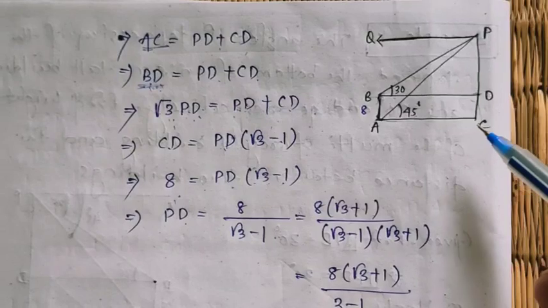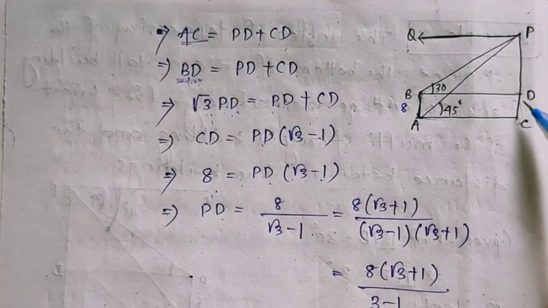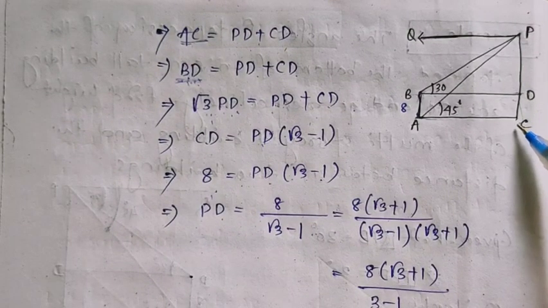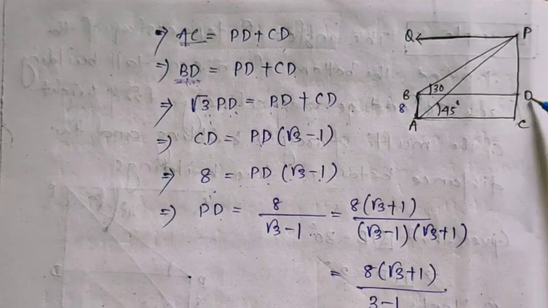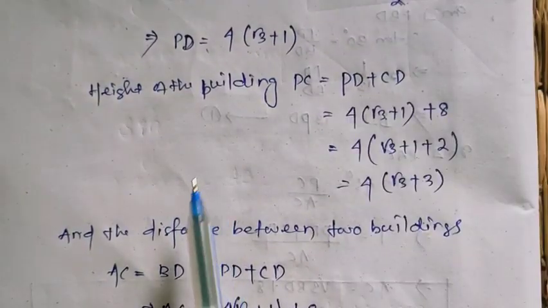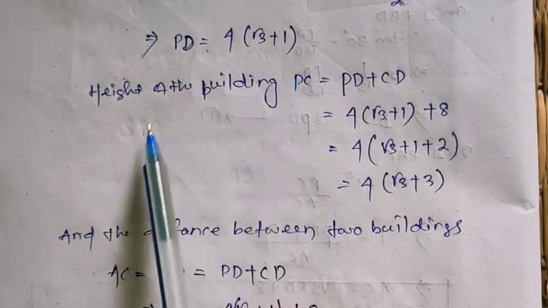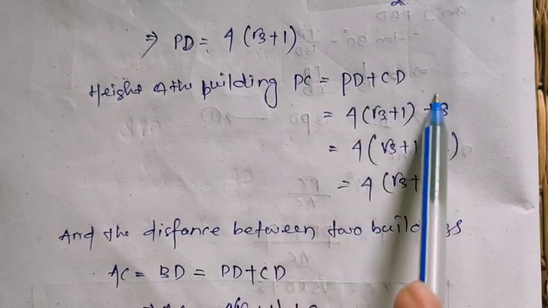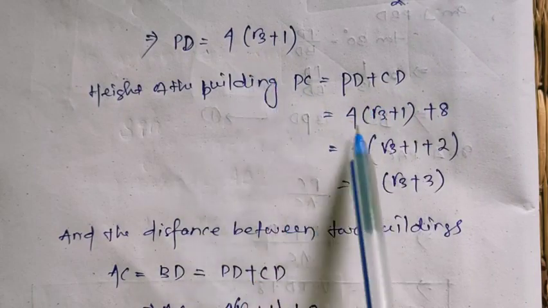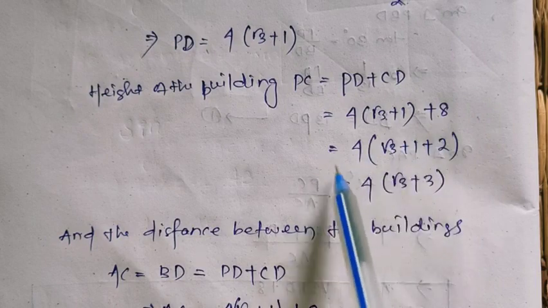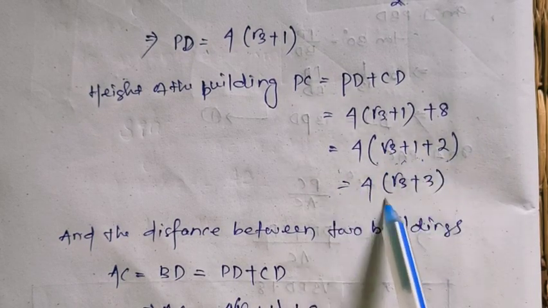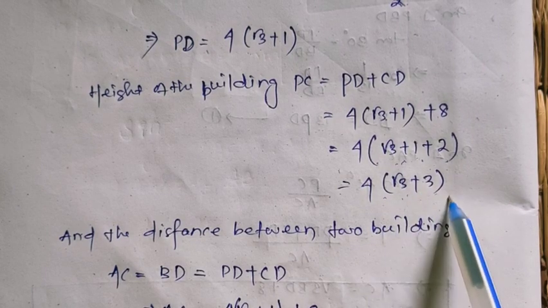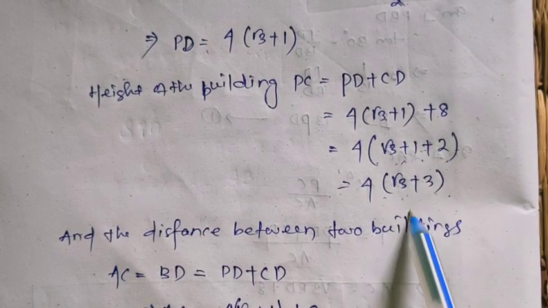Let the height of the building PC be equal to PD plus CD. We have already found the values of PD as well as CD. PD is equal to 4 into root 3 plus 1. The height of the building PC is equal to PD plus CD, so PC is equal to 4 into root 3 plus 1 plus 8, which is equal to 4 into root 3 plus 1 plus 2, which is equal to 4 into root 3 plus 3, because 1 plus 2 is equal to 3.